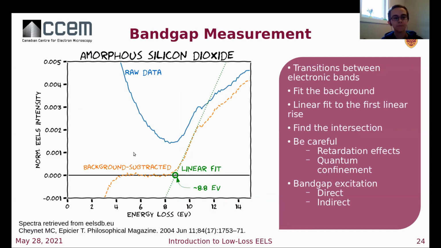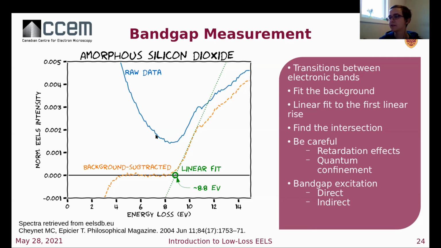So to measure a bandgap in an EELS spectrum, if we look at our spectrum, this is raw data of silicon dioxide, we see an onset here. This corresponds to our bandgap excitation, after which many valence electrons are able to transfer to the continuum of states in the conduction band. So it's an onset rather than a peak.